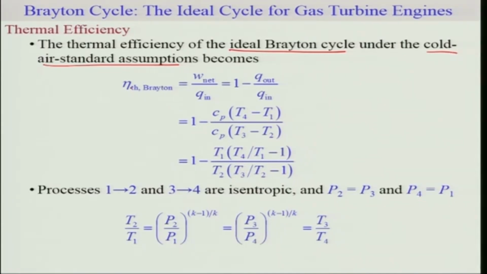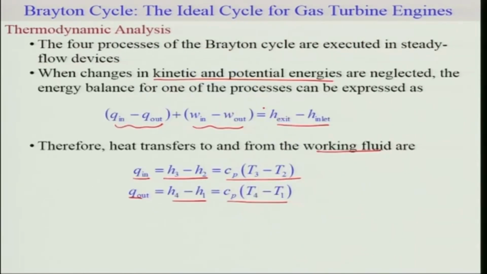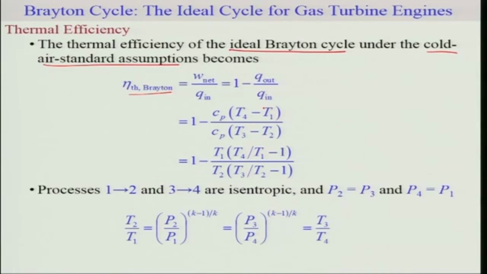By definition, efficiency is given by W net divided by Q in. You can rewrite W net as Q in minus Q out. Q out in this case is H4 minus H1, and Q in is H3 minus H2. You can replace these in terms of Cp delta T, and Cp will get cancelled as we have considered it constant, and thus you can write your Brayton efficiency in this form.